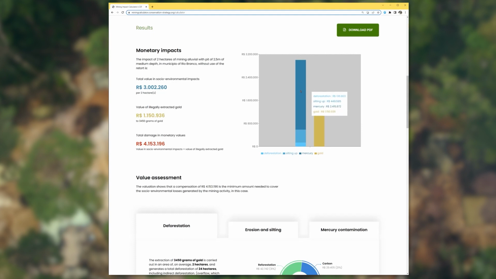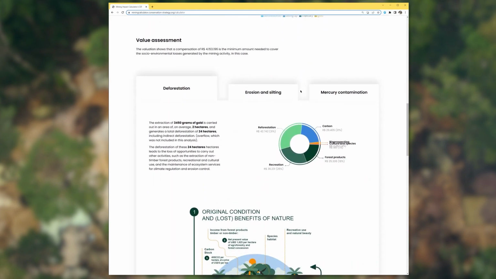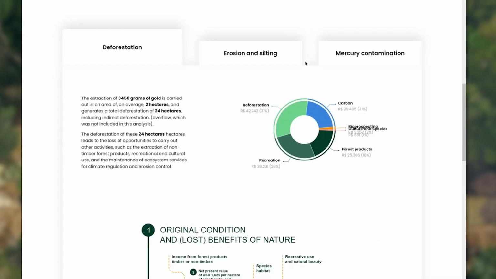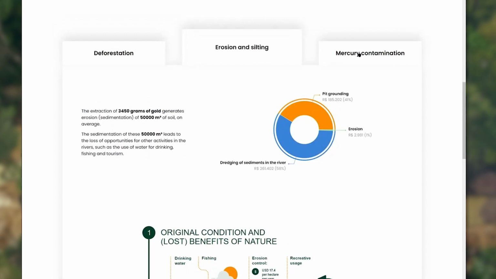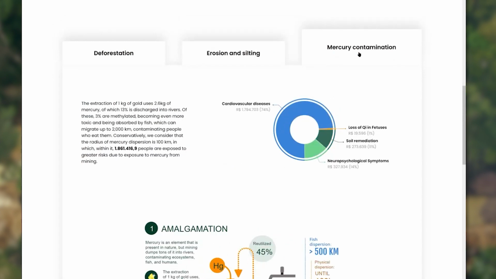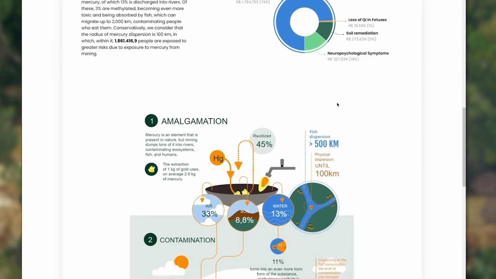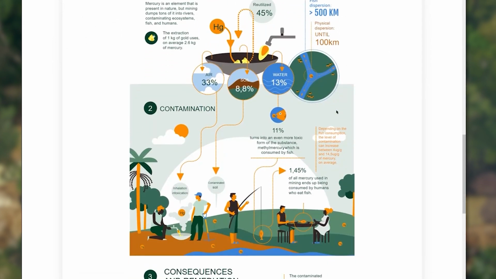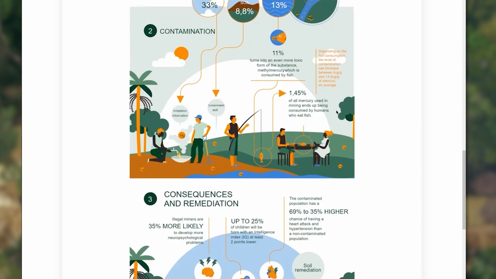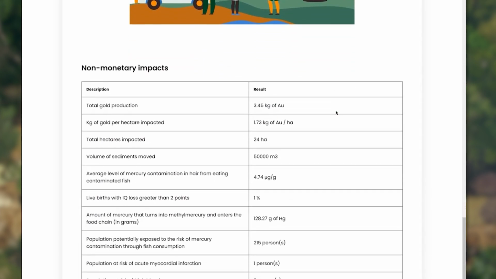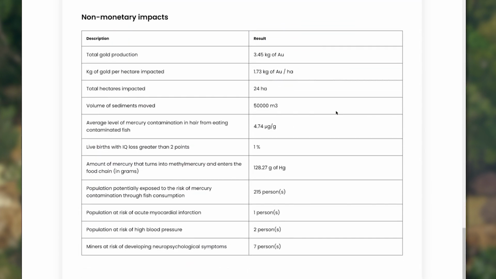Below, 3 tabs describe the main impacts measured by the calculator: deforestation, silting up of rivers, and mercury contamination. In each of them, you will find an explanation of the calculated figures, a pie chart which details each of the costs related to this impact, and an explanatory infographic of the measurement methodology behind these numbers. At the bottom of the page, there is also a table with non-monetary impacts that are a result of the mining activity defined by your search.